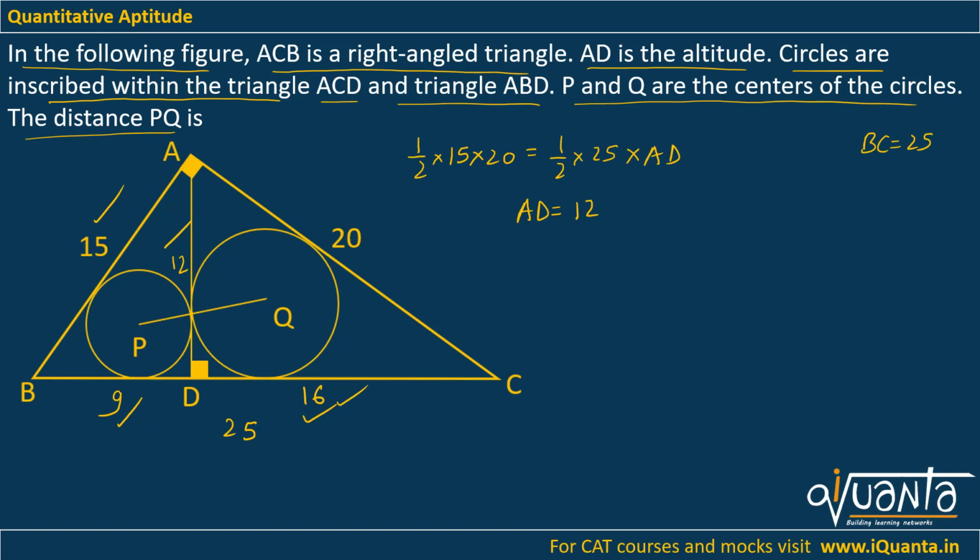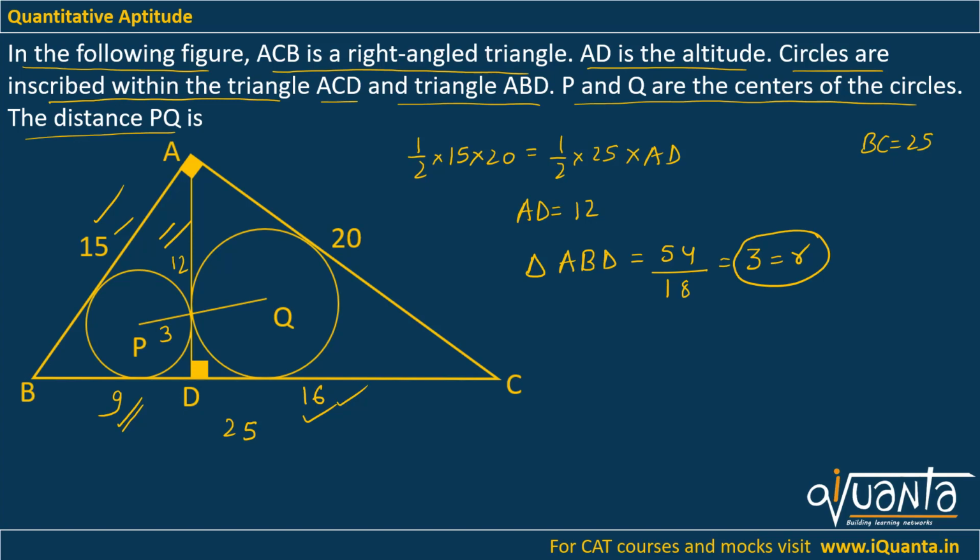We can find the inradius. You already know inradius is area upon semi perimeter. So for ABD we'll have area equals half base into height, that means half 12 into 9, that means 54, upon semi perimeter. So 15 plus 12 plus 9 gives us 36. 36 by 2, 18 will be the semi perimeter. The inradius of triangle ABD would be 3. Let me call it R. So this will be R, we'll get 3.